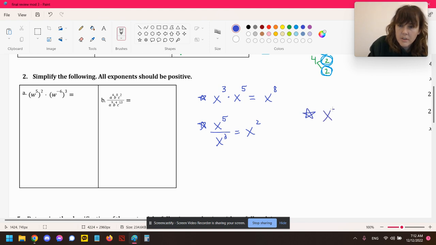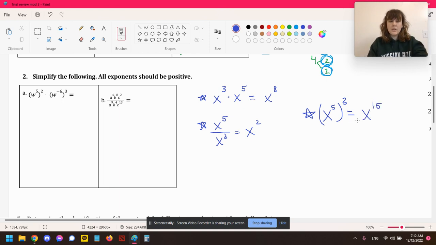And then another one is saying if we have an exponent to the power of another exponent, we get to multiply those exponents, because we're saying we've got x multiplied by itself 5 times, but then we're doing that 3 times. That's what the cubed means.